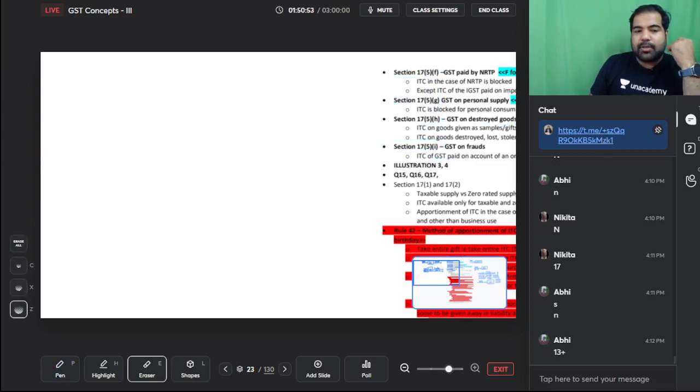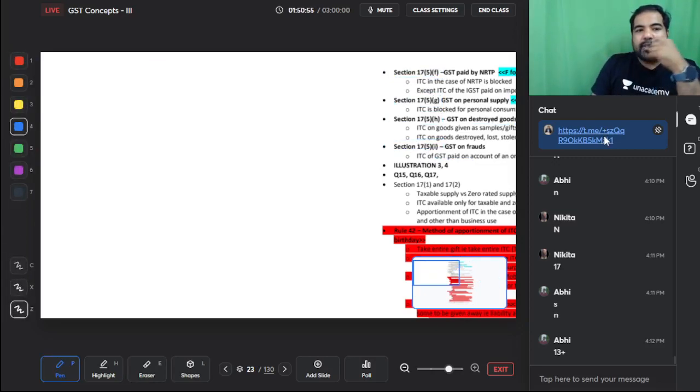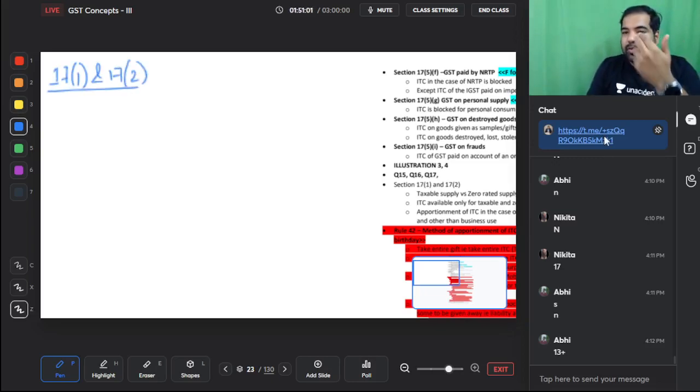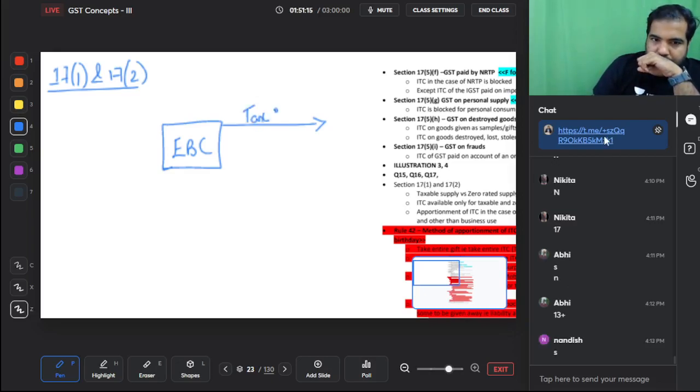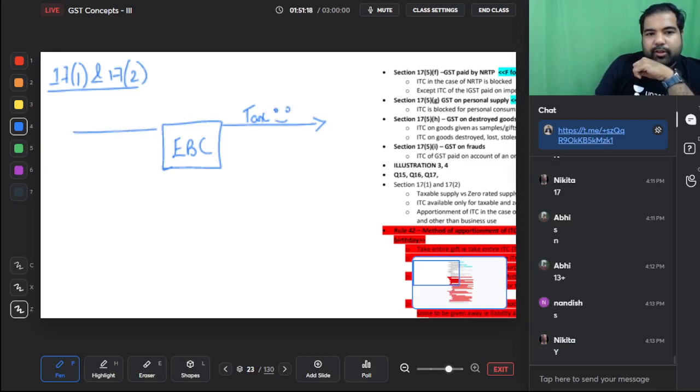We'll do some good sums on this, but right now it's time for Section 17(1) and 17(2), and there is some really good news because something is not there in your curriculum from this, which I've marked in red as well. Guys, here is an electric bike company. You tell me, if they are making any taxable supply, is the government happy? Yes. So will they give credit on this taxable supply? Yes.